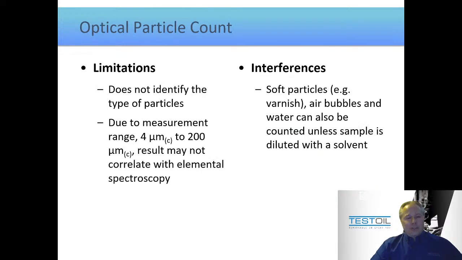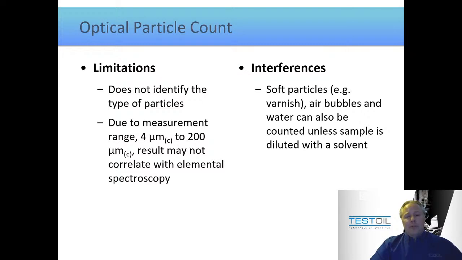Now, just to finish off particle counting here, though, the limitation to a particle count, as I already said, is it doesn't report anything smaller than 4 microns, but it really can't report anything much larger than about 100 microns. And that has a lot to do with the film thickness of the oil going through the light source and detector arrangement. Interferences, though, here's the key.